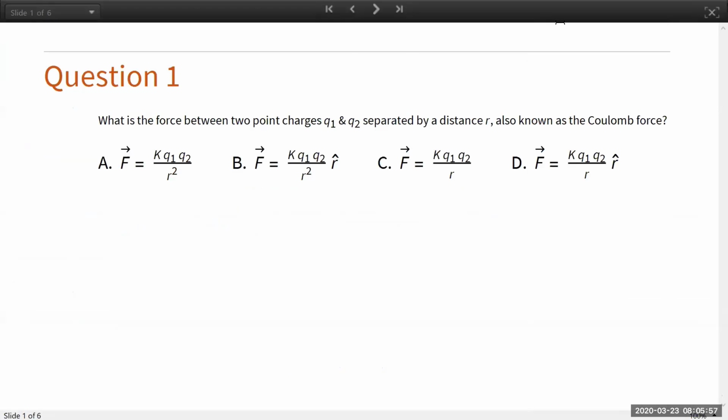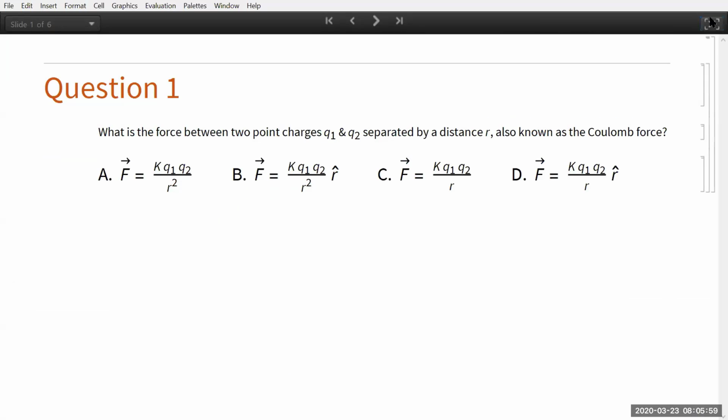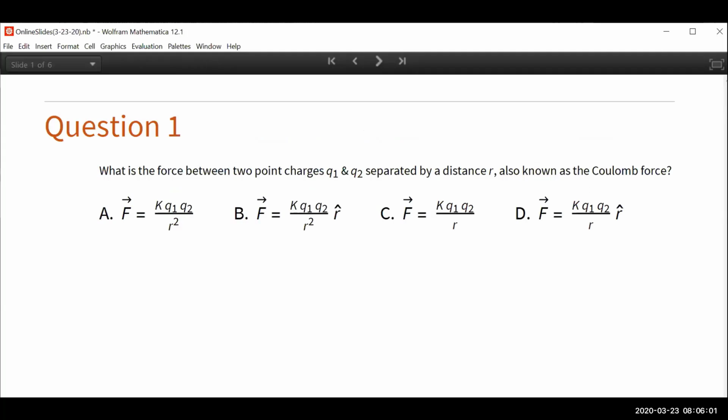So this is our first question. And I'll give you about 30 seconds to think about it and answer the question. And the way you're going to answer that is through a poll.